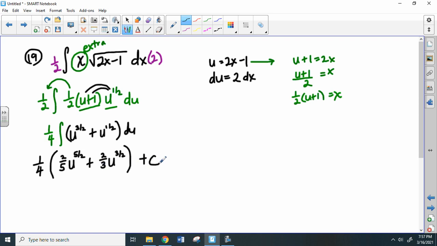We put plus c out completely because even if I did distribute the 1/4 onto it, it would still be a constant. All right, and then to finish, I'm going to distribute the 1/4 and do a little bit of simplifying. And I'm going to plug the u back in.